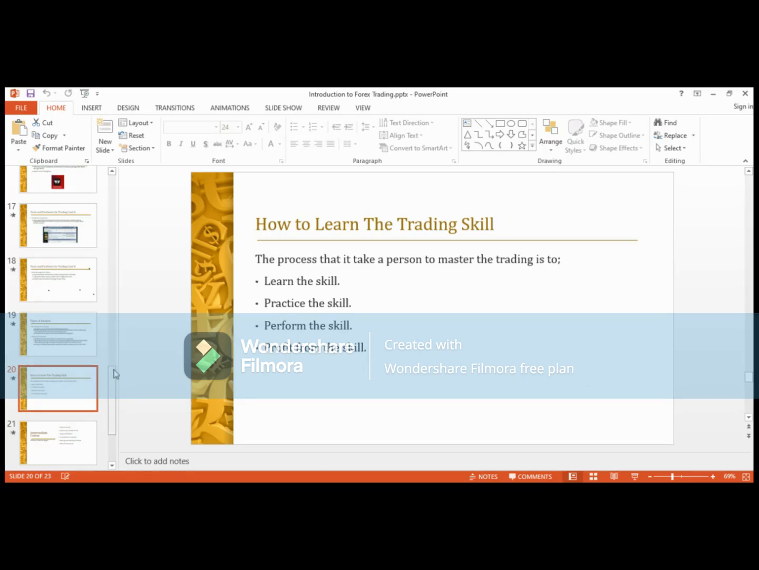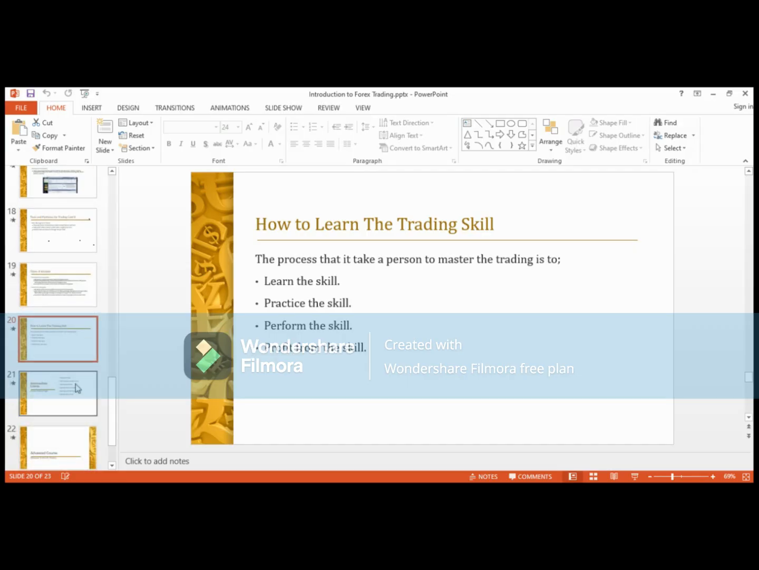Now you may ask, after learning all these things, how does a trader learn the trading skill? You have to first learn the skill, practice it, perform it. Because trading is a performance skill, and after performing it, you profit from the skill.